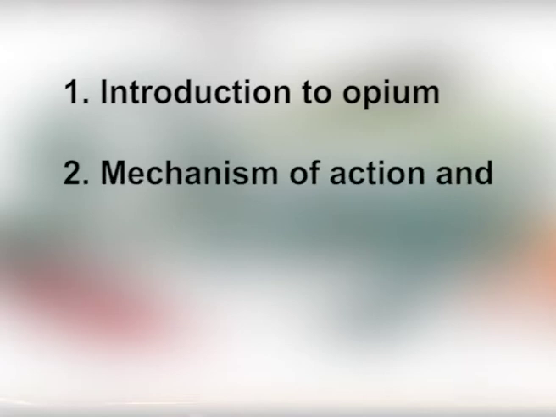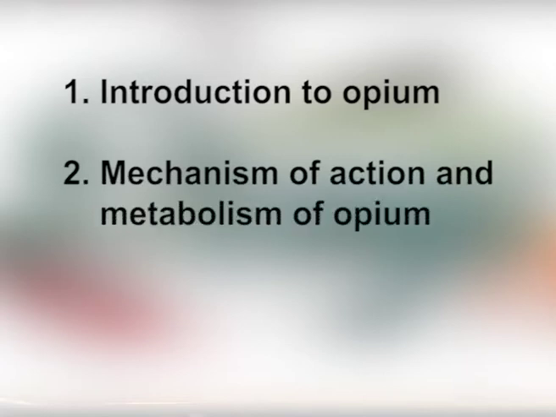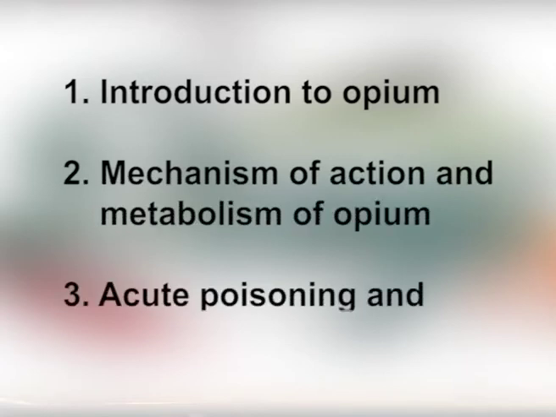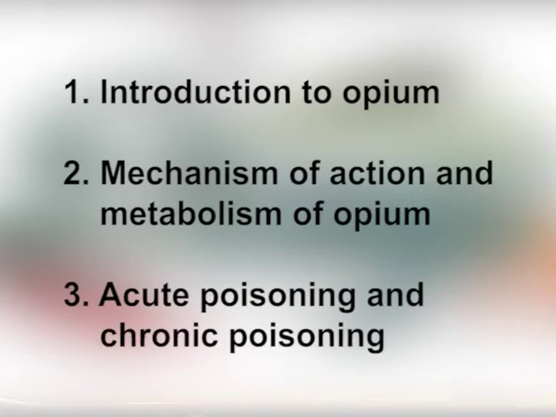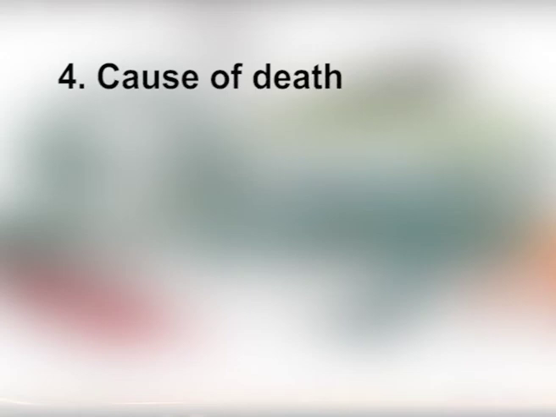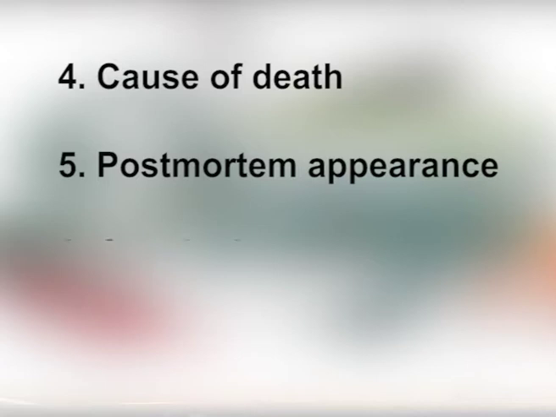Let's start our discussion by taking a look at what we are going to learn today. In Module 1, we will look at the introduction of opium. Module 2 will discuss the mechanism of action and metabolism of opium. Module 3 will be dedicated to acute and chronic poisoning. Module 4 will be the cause of death. Module 5, the post-mortem appearance, followed by the last module, Module 6, conclusion.